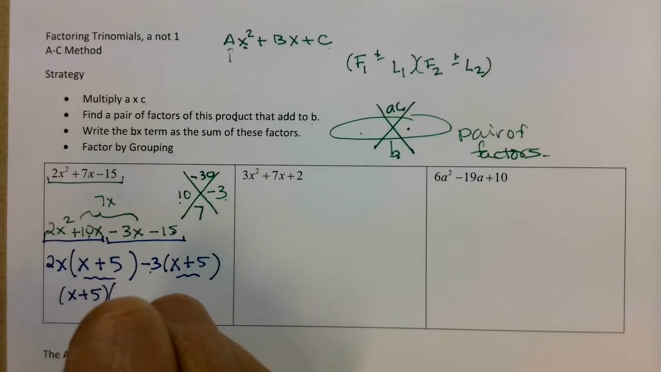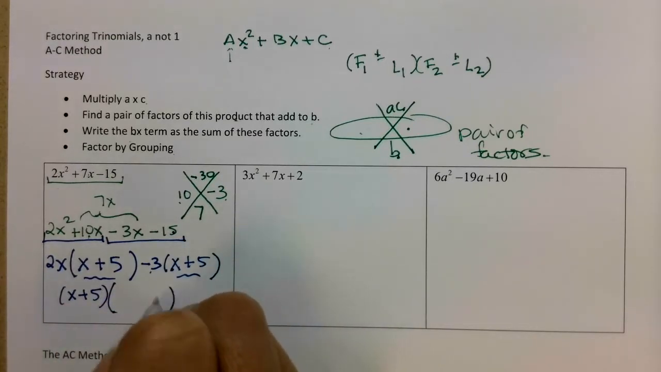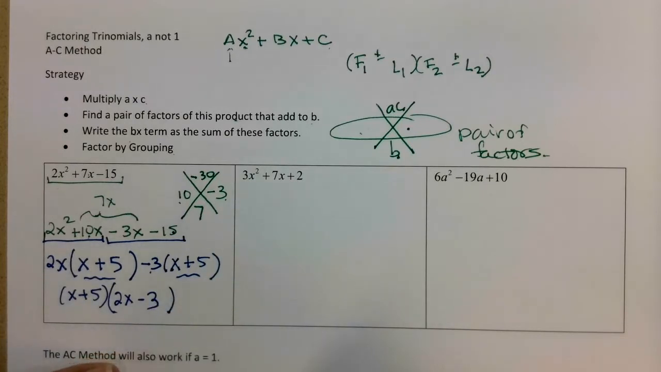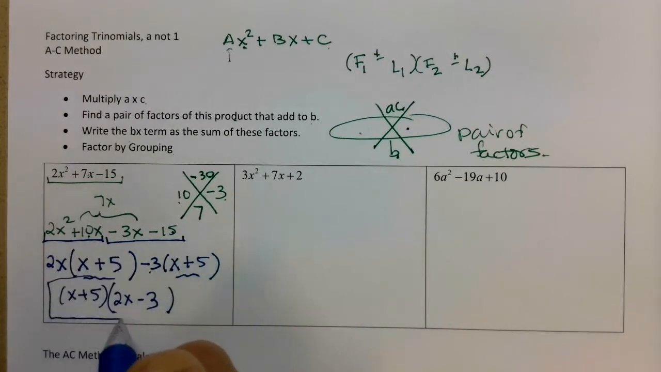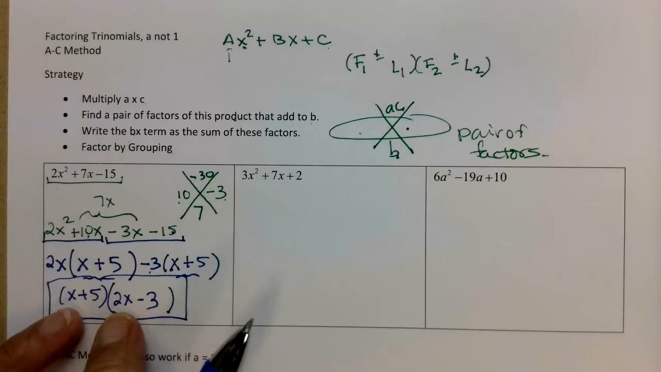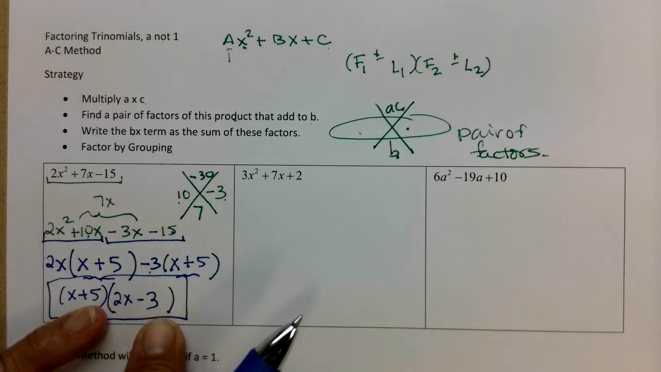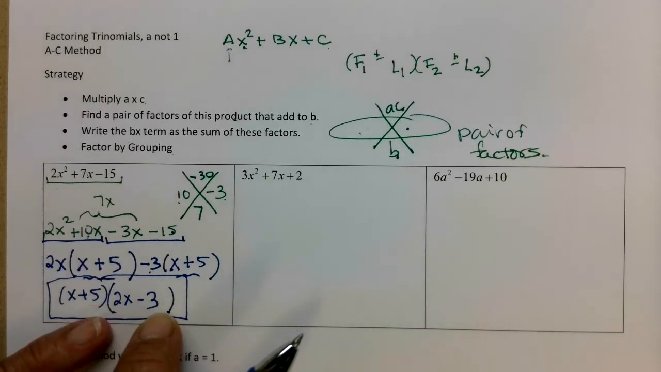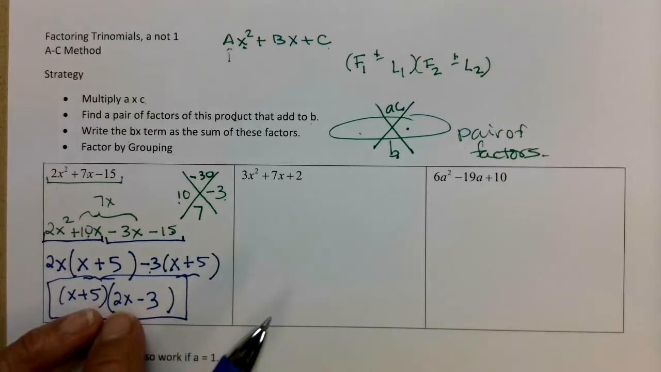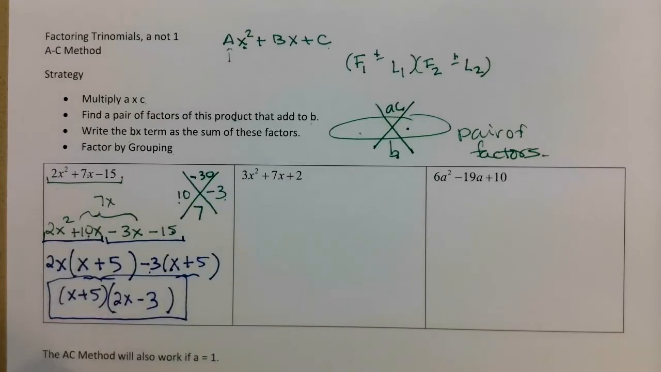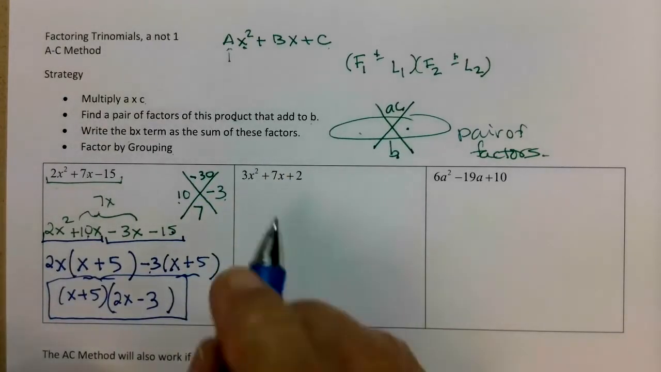x plus 5. And then the second set of parentheses gets the rest, the 2x minus 3. Not only do we get our 2x squared and our negative 15, but this is the one and only version that gets me those, and also the negative 3x plus the 10x to get to the positive 7x. Okay, so let's do it again.